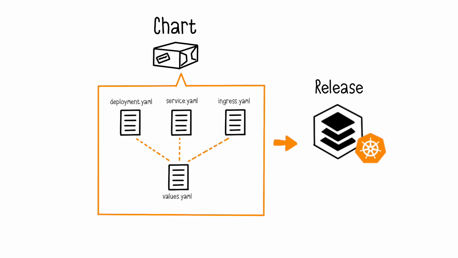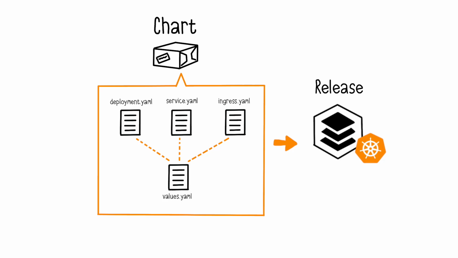Based on this, a release is created. Each time you install a chart, it creates a release. A release is an instance of a chart running on a Kubernetes cluster. This means that, for example, configuration differences between releases will be found in the values.yaml file. For instance, in a development environment, we might have only one web server instance, whereas in production, we might have 3 replicas of that web server.